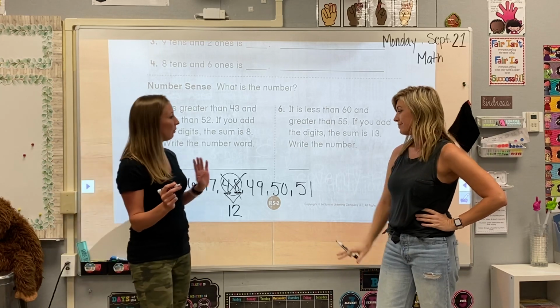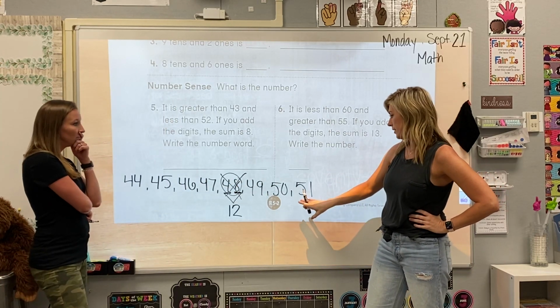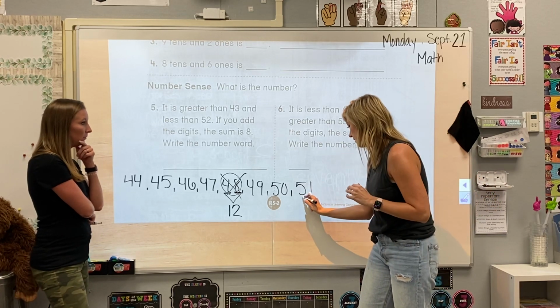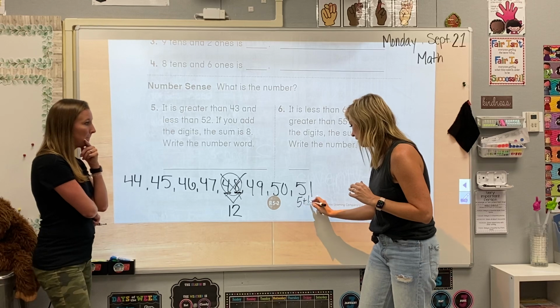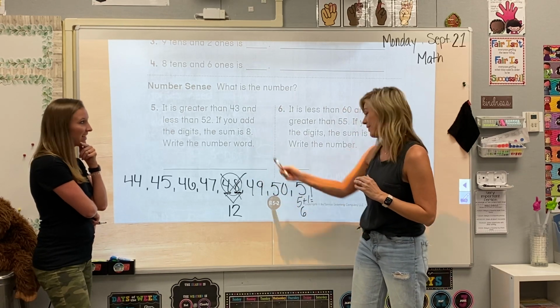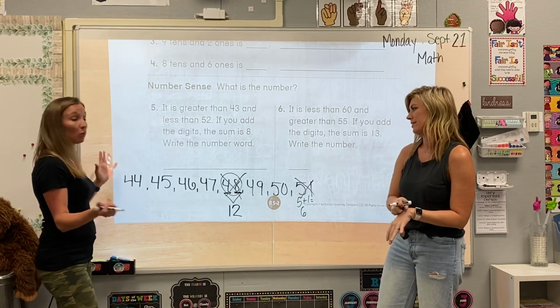Why don't you try a number on your side, and I'm going to try one on my side. Okay. I'm going to do 51. So if I add the digits, 5 plus 1, I'm going to get 6. And I need 8. 6 is not going to work. 51 is crossed out. See, we're not doing so bad.